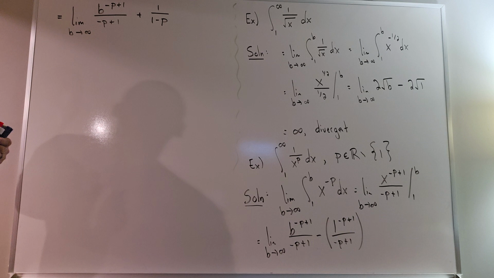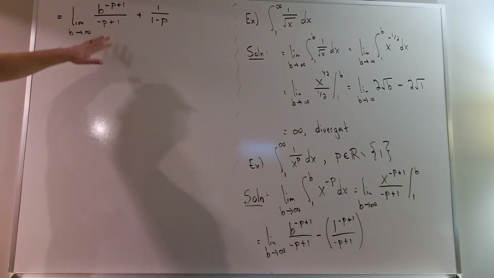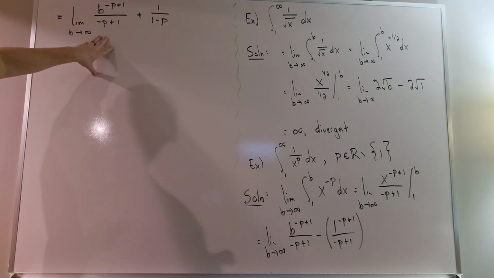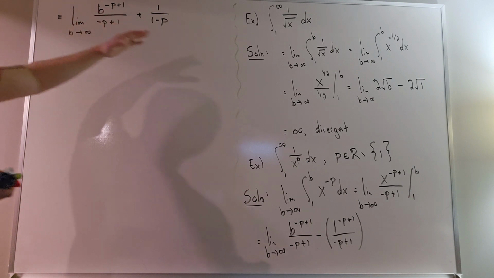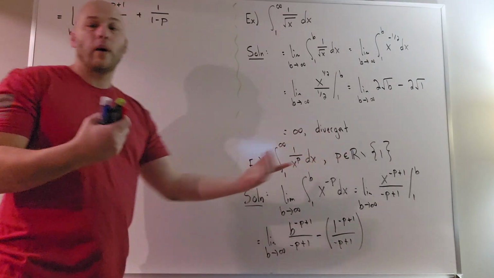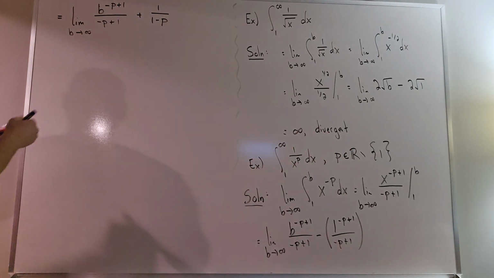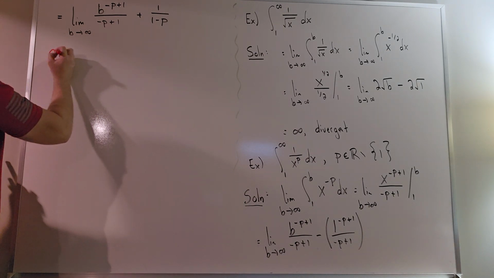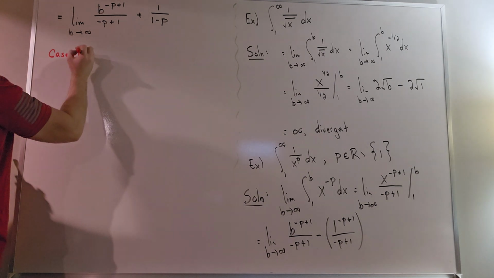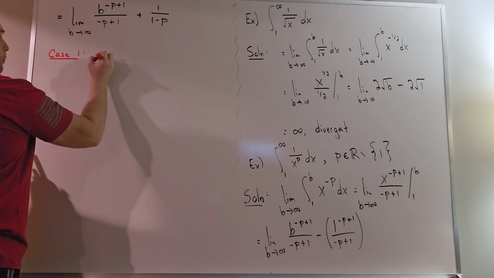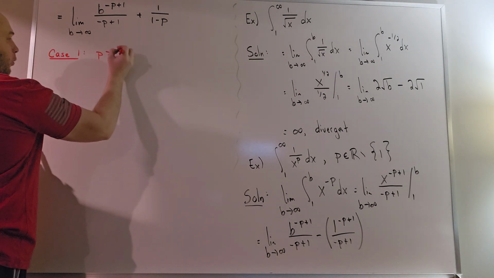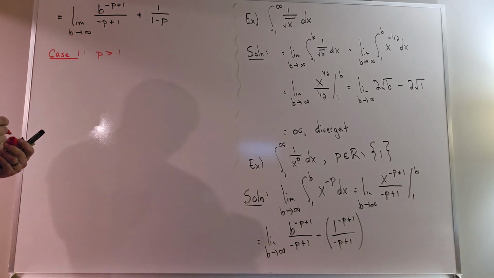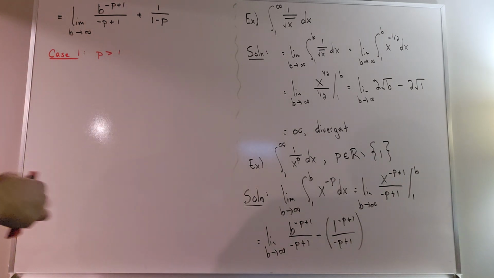Okay. Now, at this point, we have to look at the varying cases of what the p-values could be. Remember, we assumed p was not 1. So let's look at what happens if p is bigger than 1 and p is less than 1. So case 1. Let's look at p is bigger than 1. So 2, 3, 4, etc. Or any real number bigger than 1.